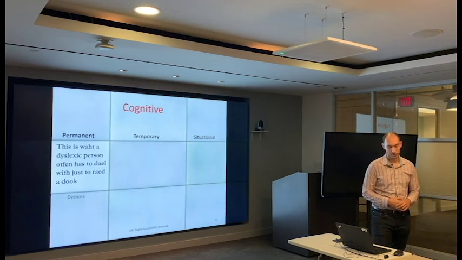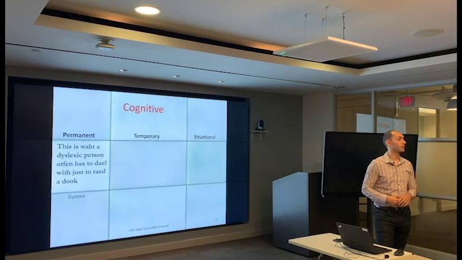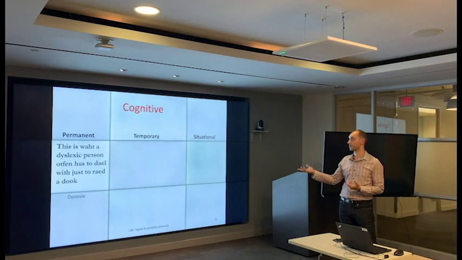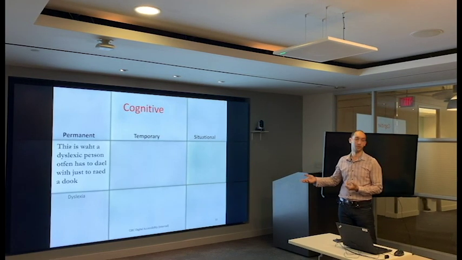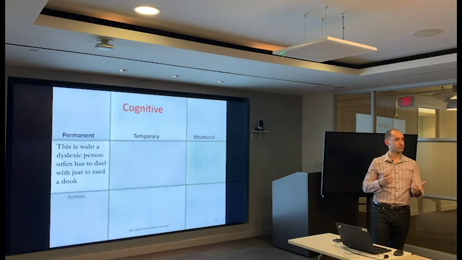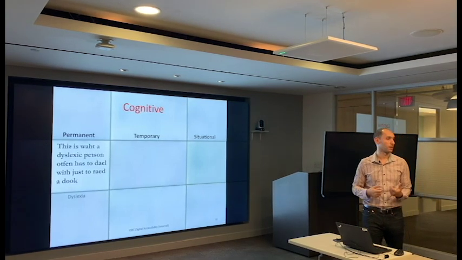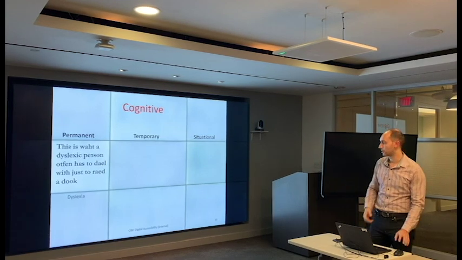An example of a permanent disability would be something like dyslexia. So here we have, this is what a dyslexic person often has to deal with just to read a book. This is basically text with some letters that might be reversed, mirror image. And that's basically how someone with dyslexia might experience reading.